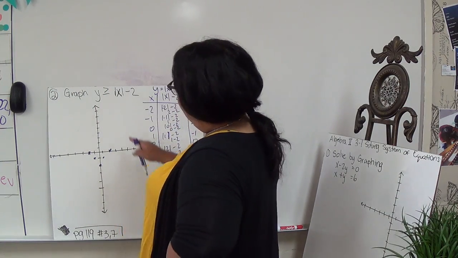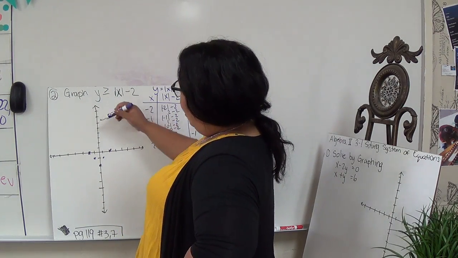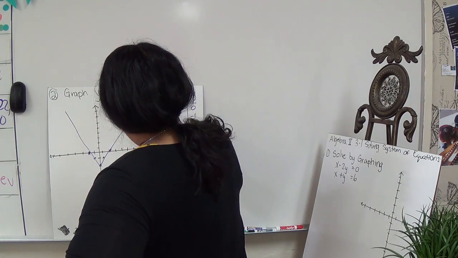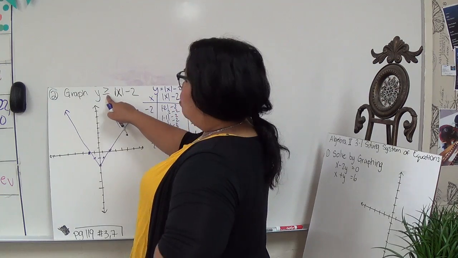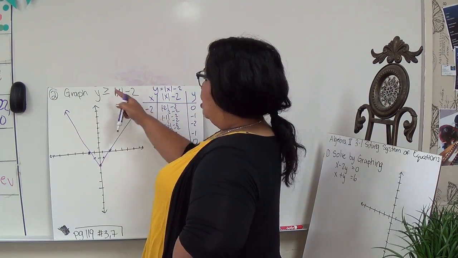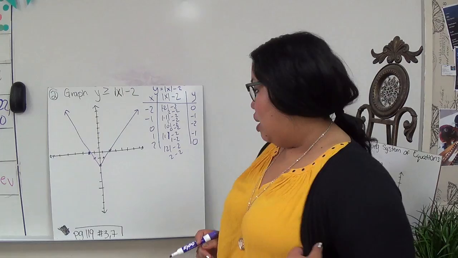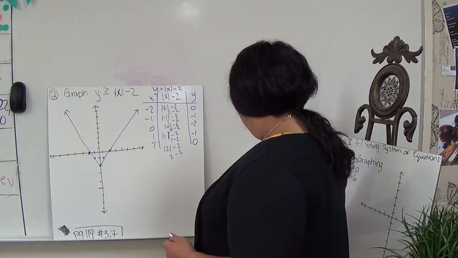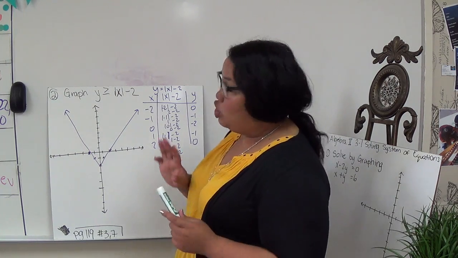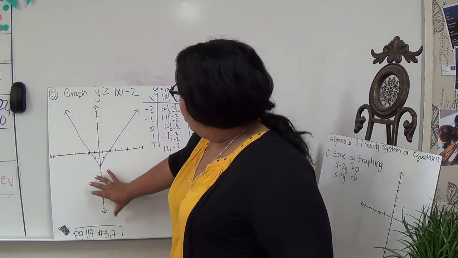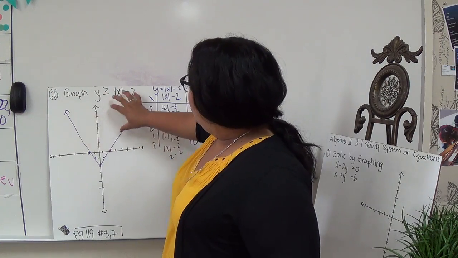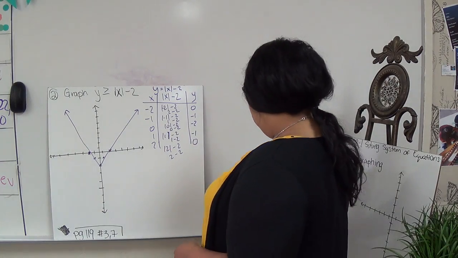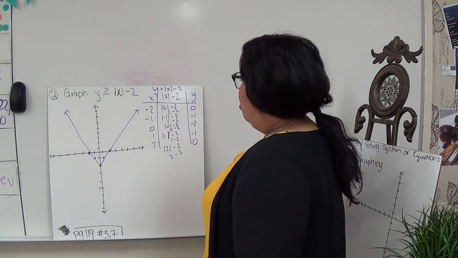So here's our V. But because there's a line here, I do a solid one. I'm not going to do a dash. Again, if that line wasn't there, this would be a dashed line. But because that line is there, we're doing a solid line. So now it still splits the graph into half, right? Into 2 parts. Either this part on the outside of the absolute value or this part on the inside of the absolute value. So my next step is to decide which part do I shade.